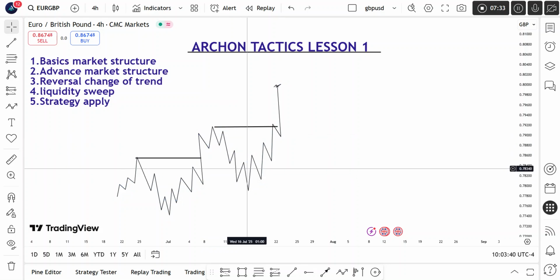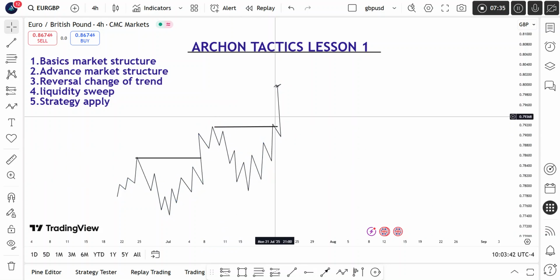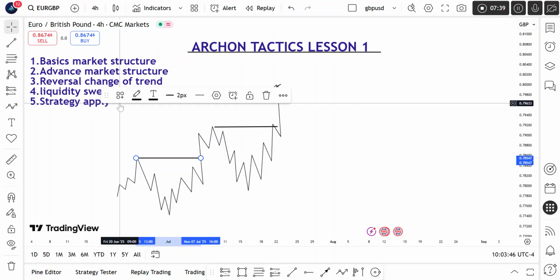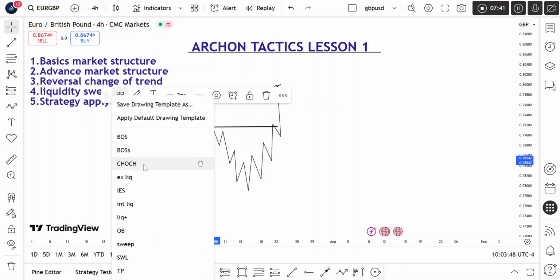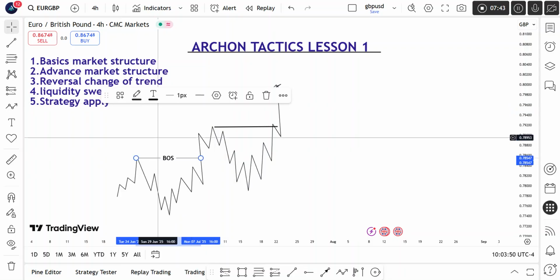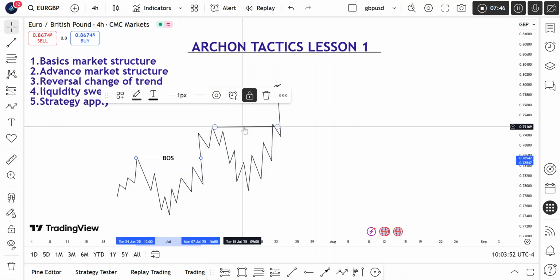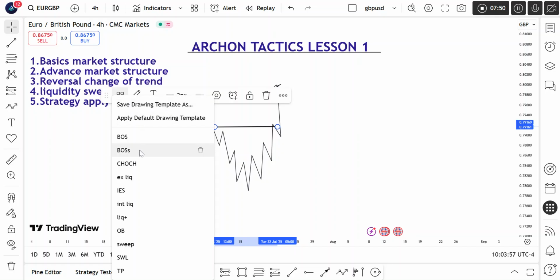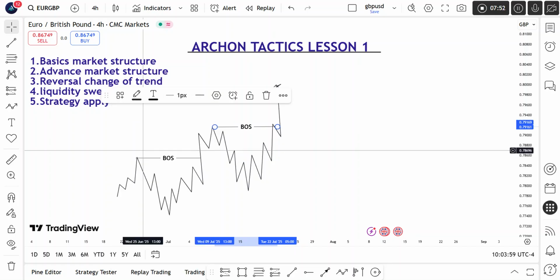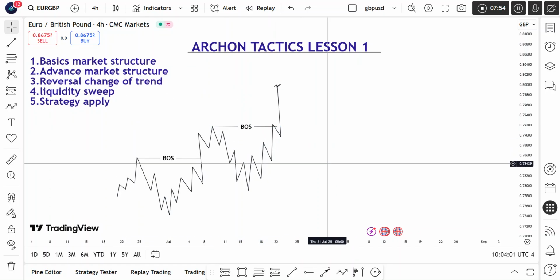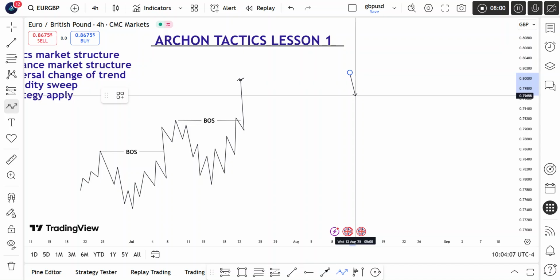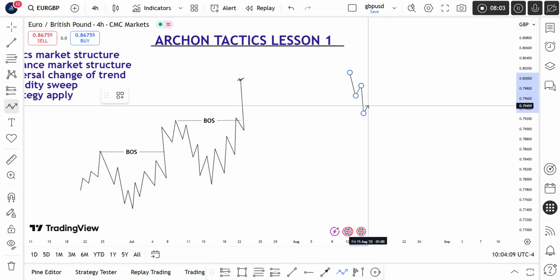That happened again. Break of structure, and then we continue to make different BOS. We have another BOS here too. Okay, for the bearish one, I'm going to explain that one too. That one, all right, we got it.